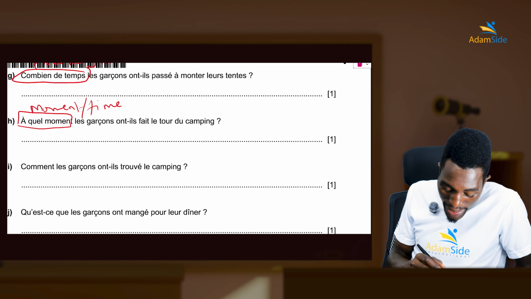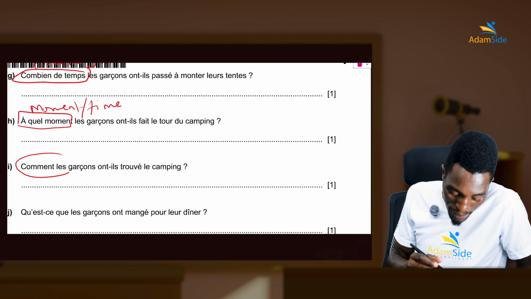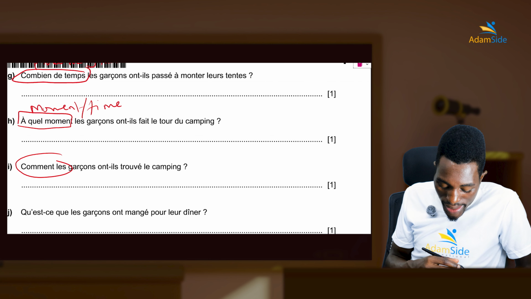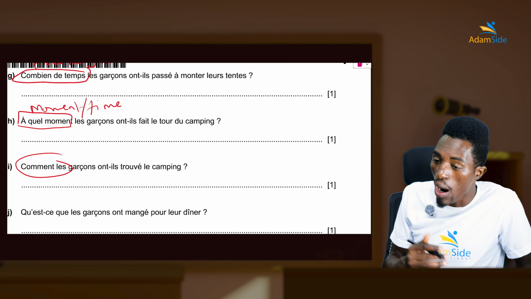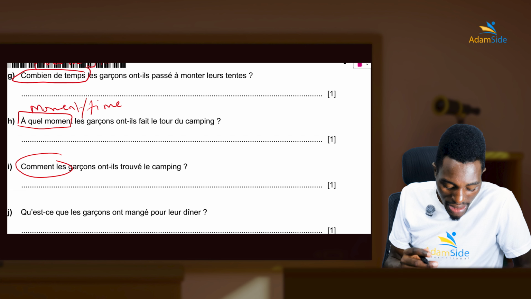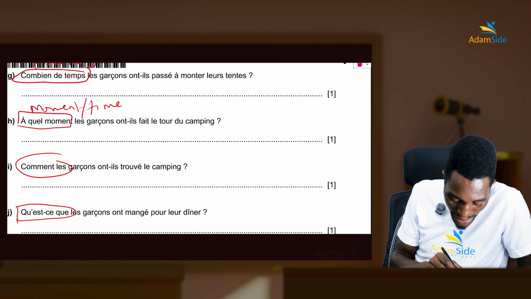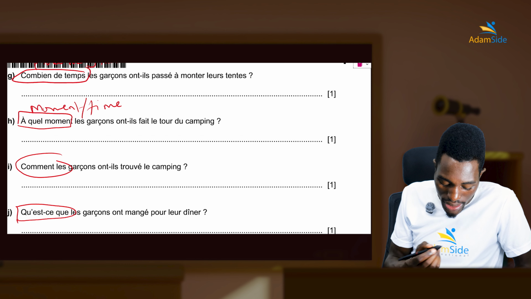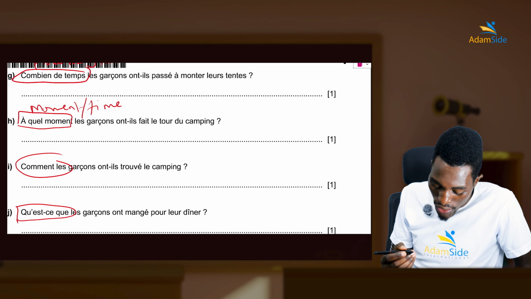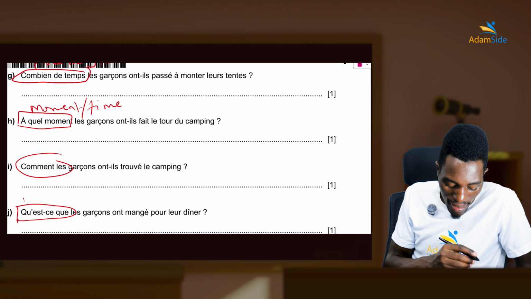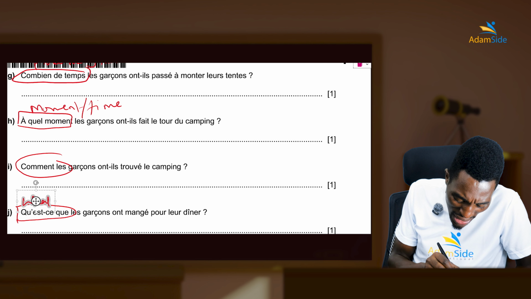I is comment les garçons ont-ils trouvé le camping? How? I already explained. How the boys found the camping. How the camping was. So we expect a condition, a thing. That's explaining how. Qu'est-ce que? I have explained that. What? Qu'est-ce que les garçons ont mangé pour le dîner? What the boys ate for dinner. So we expect what? A thing.